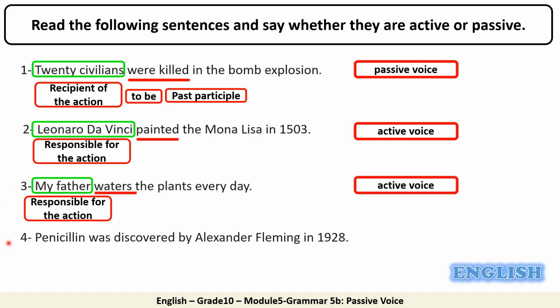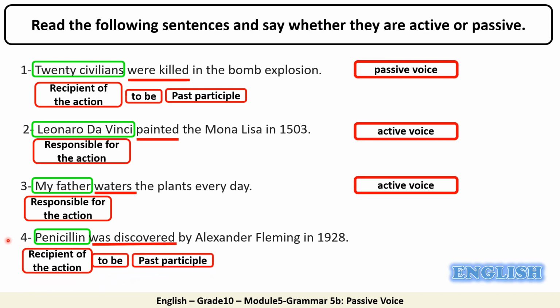Very good. The last example, penicillin was discovered by Alexander Fleming in 1928. Penicillin here, the subject, is the recipient of the action. We also have the verb to be plus the past participle. Notice that we also have the preposition by that precedes the agent. Excellent. So here we talk about the passive voice.